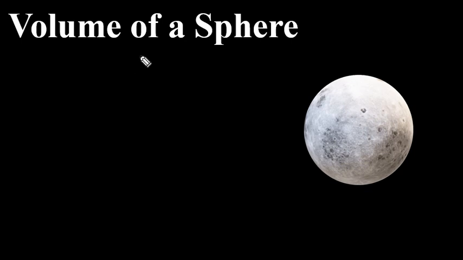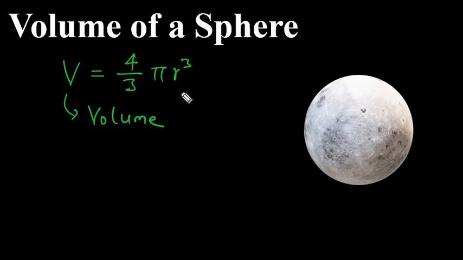Hi everyone, in this one we will talk about volume of a sphere. So the formula is V equals 4 over 3 pi r cubed, where V stands for volume and r stands for radius.